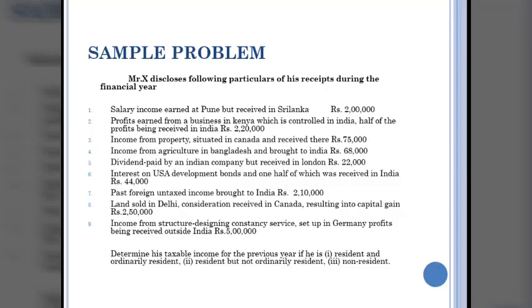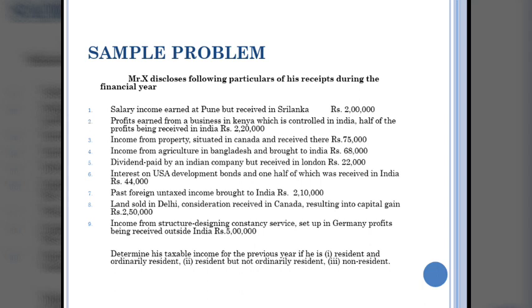Now let us see a sample problem in scope of total income. You see that Mr. X discloses the following particulars of his receipts during the financial year. First one is salary income earned at Pune but received in Sri Lanka, rupees 2 lakhs. That is, he has earned the income in Pune. So it is an Indian income, so it is taxable to all.